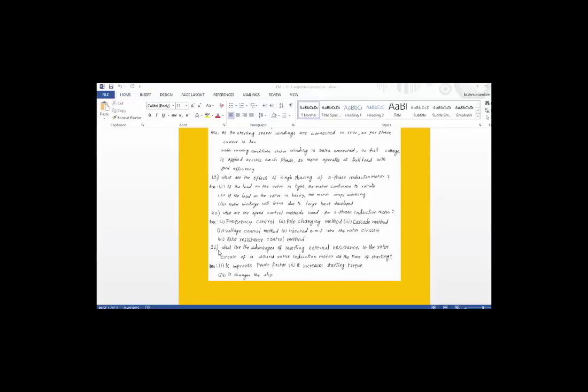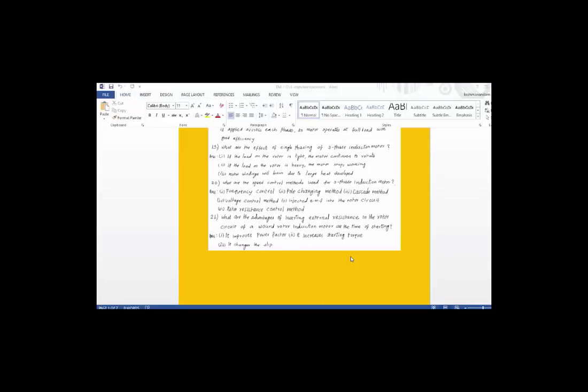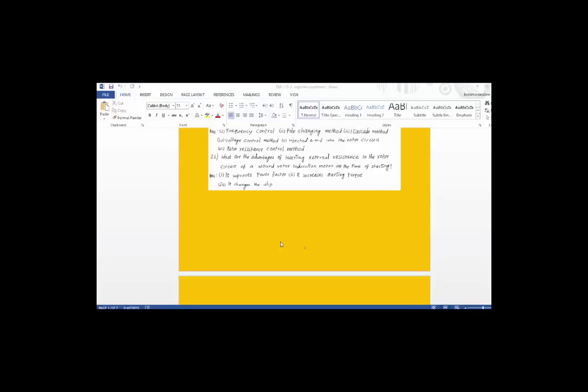Next, 21st question. What are the advantages of inserting external resistance into the rotor circuit of a slip ring induction motor at the time of starting? Answers. It improves power factor. Second point, it increases starting torque. Third point, it changes the slip, ultimately changes the speed.